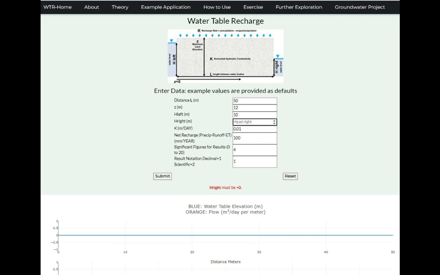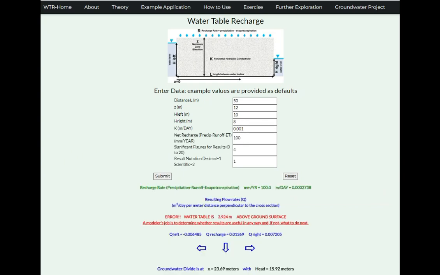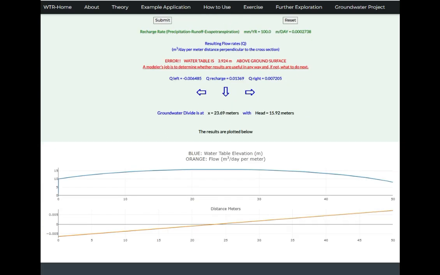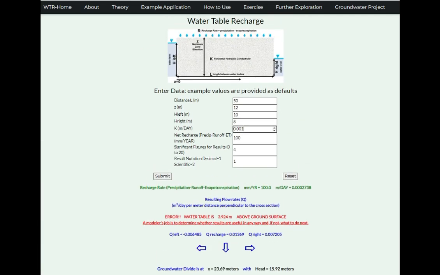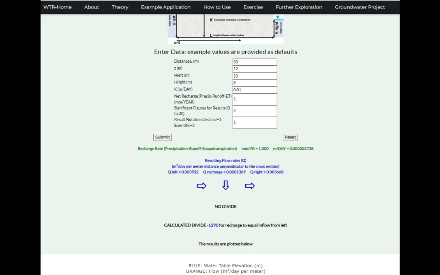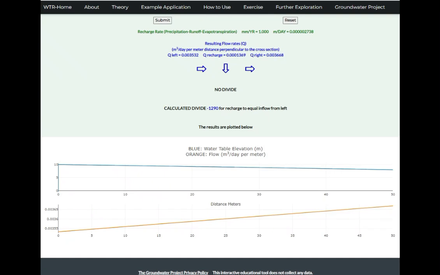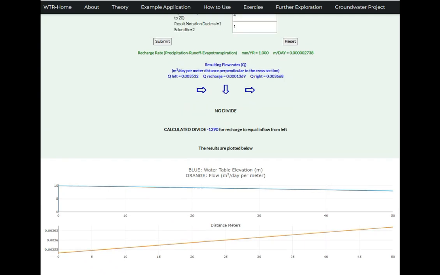If I enter a combination of values that results in the water table being higher than the land surface, in this case K equals 0.001 meters per day, a red message appears indicating how much higher, in this case about 4 meters. If the net recharge is quite small, say 1 millimeter per year, a divide will not develop. The results will explain that the divide is calculated outside the domain at a distance equal to what would be required to accumulate sufficient recharge to equal the inflow at the boundary. This is a logical result mathematically, but does not have physical significance.